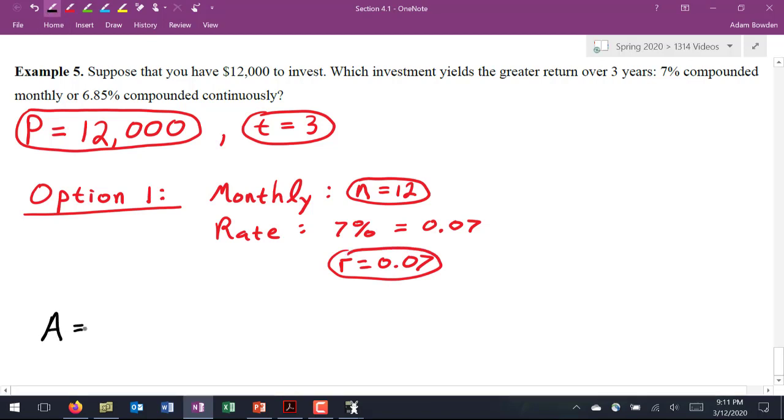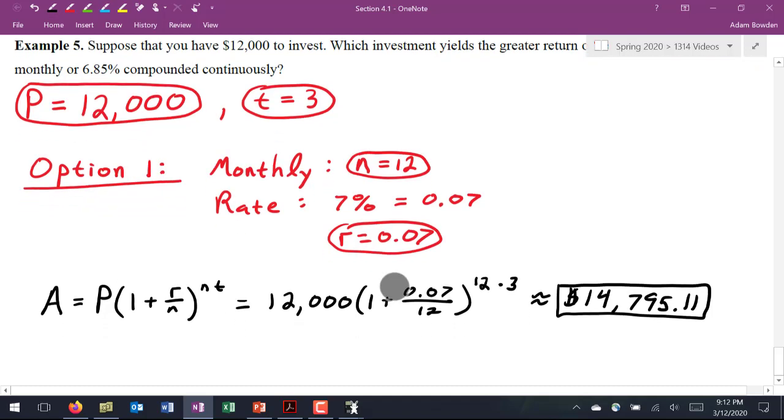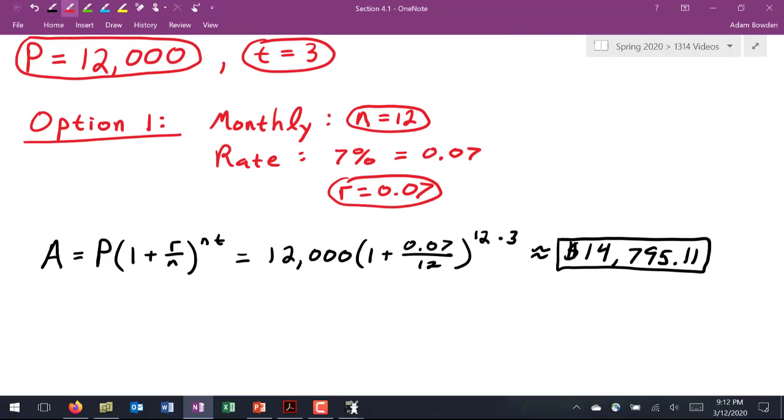Now we'll look back to our formula from a second ago. It looks something like this. We can plug in the numbers for the different variables. 12,000 times 1 plus 0.07 divided by 12, all raised to the 12 times 3 power. Now if we do the calculation here for this one, we get out approximately $14,795.11. So that's option 1 with compounding monthly.